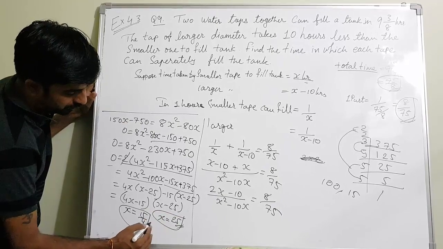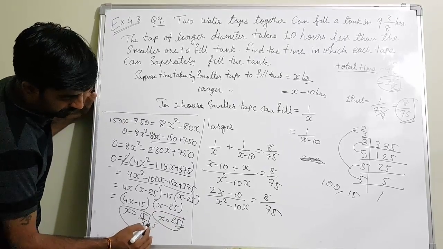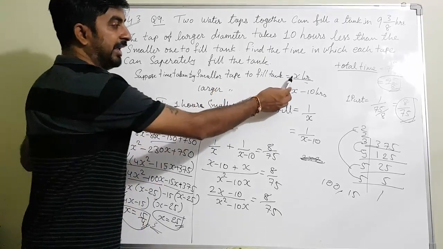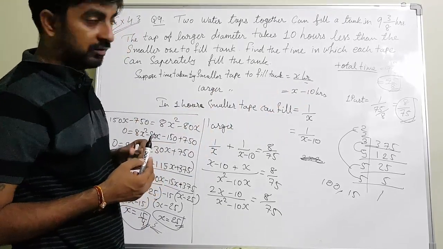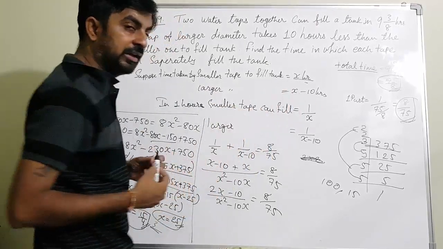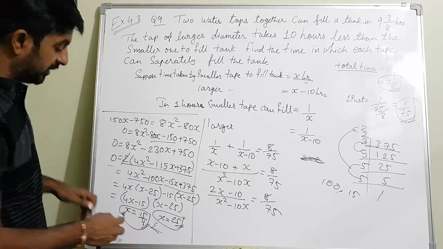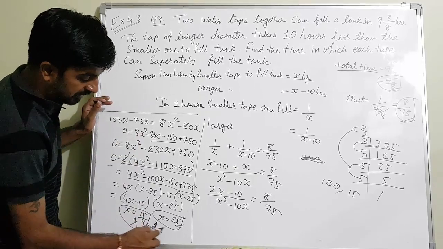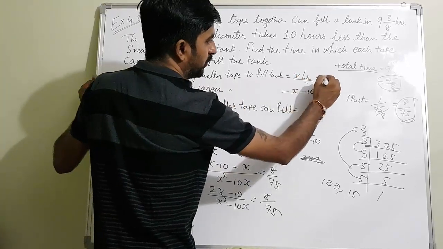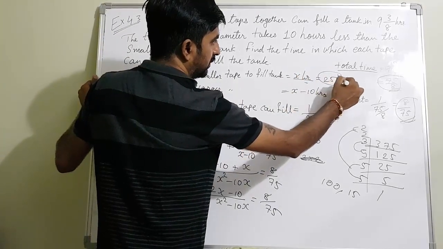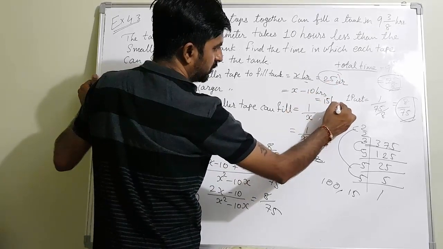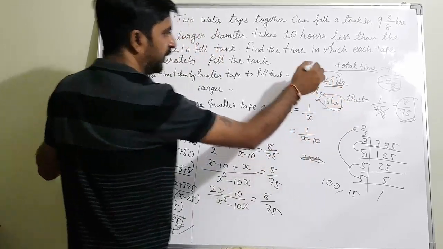15 by 4 will give you 3.12, which means 3 point something. So the time of the smaller tap cannot be 3 hours and something. Why? Because we know that we have to subtract 10 from that in the larger number. So it is not possible. So the possible answer is 25. So the time taken by the smaller tap is 25 hours and the time taken by the larger tap is 25 minus 10, 15 hours, to separately or alone fill this tank.